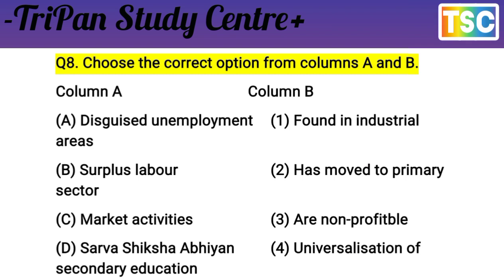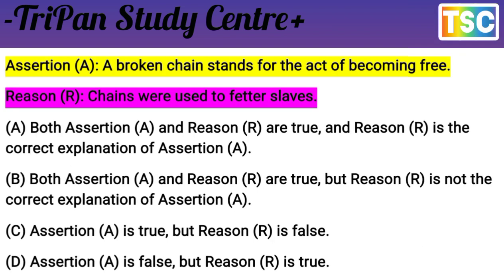And let's see the next question here. Next question on your screen. Question here. Assertion and reasoning. The first is assertion A: a broken chain stands for the act of becoming free. And the reason R: chains were used to fetter slaves.